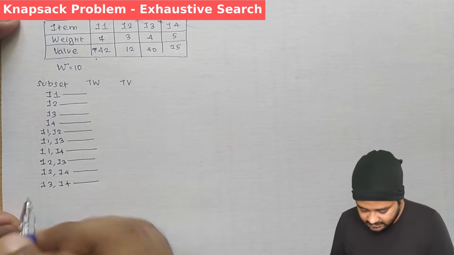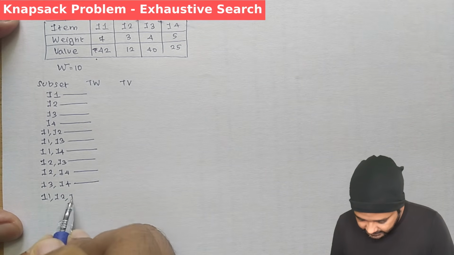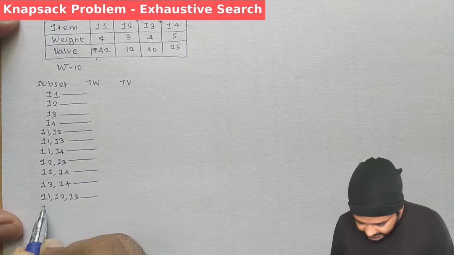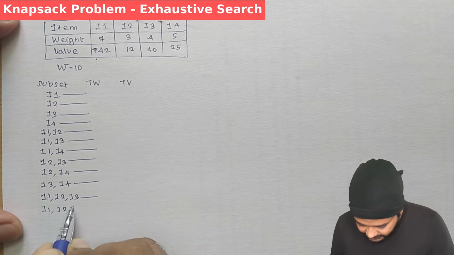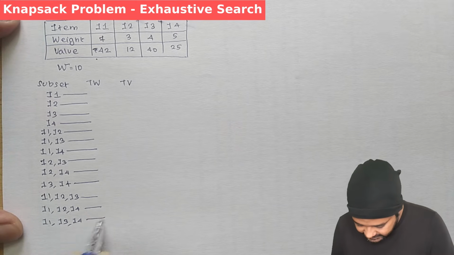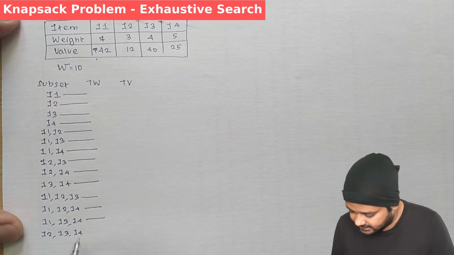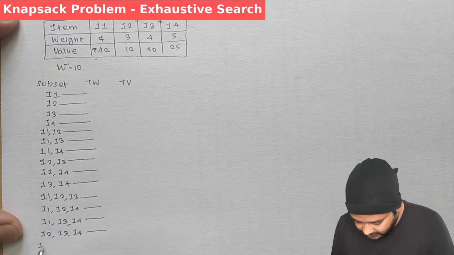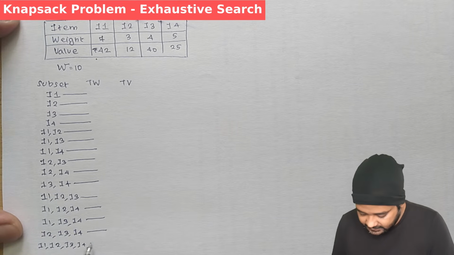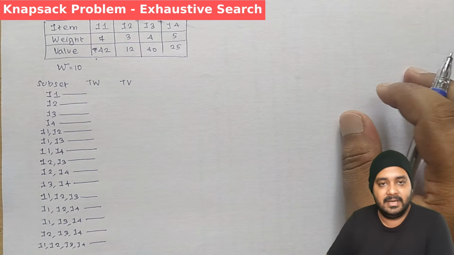I'll just move up a little bit. So we have I1, I2, I3 as one set, I1, I2, I4 as another combination, I1, I3, I4 as another combination, I2, I3 and I4 as another combination, and then the full set, I1, I2, I3 and I4. So these are the various combinations which you could formulate out of the given set.